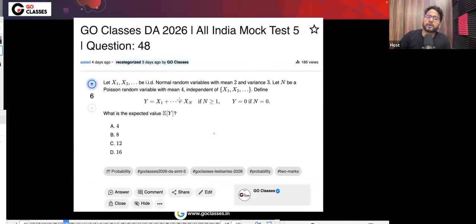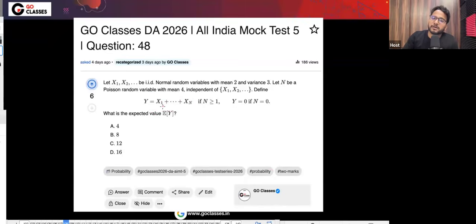This question was saying that you have some Y and X1 to Xn. You are summing up from X1 to Xn, right? Now, what is the expected value of Y? That's what they are asking. So basically, they are saying that Y is a summation of some random variables, but the number of random variables is also not fixed. It is also a random variable.